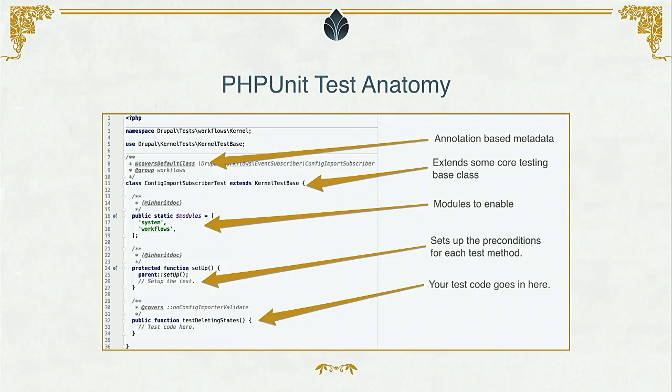So this is the basic anatomy of a PHPUnit test. I told you we're going to start gentle. This is it. It's a class. And at the top of the class, we have some annotations, which specify some metadata about that particular test.